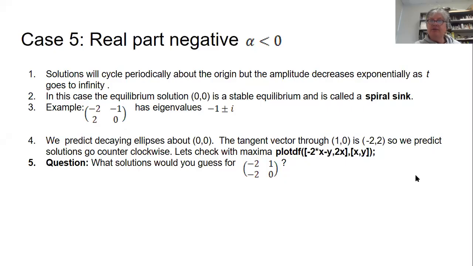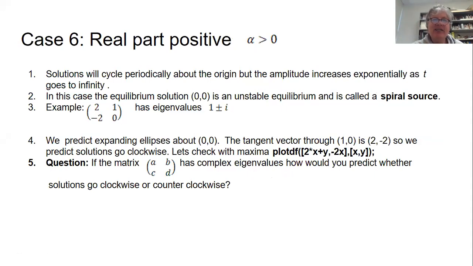Okay, and a similar kind of question. I just changed the matrix a little bit. Minus 2, 1, minus 2, 0. What do you think the solution is going to be? Check the eigenvalues. Check whether it's going clockwise or counterclockwise. Or, I keep on wanting to say anti-clockwise because that's what I was brought up to say.